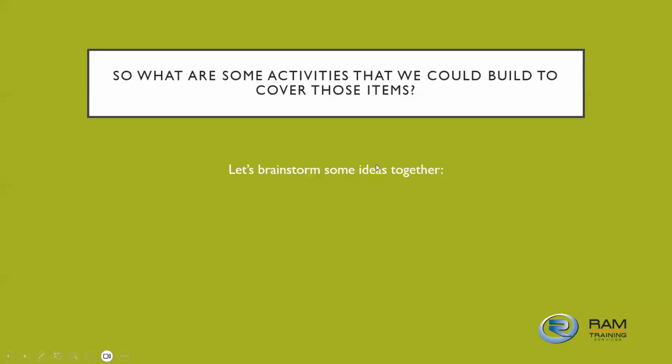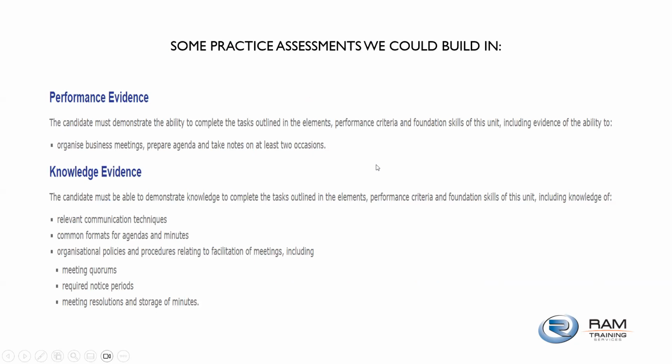So now, what are some other things that we can actually draw upon to build our session? Well, we can also look at the performance evidence and the knowledge evidence, because ultimately the performance evidence is what somebody is going to be assessed to be able to do. Here we can see that the candidate must demonstrate the ability to complete the task, outline the elements, performance criteria, and foundation skills. It's going to be the same for every single unit, folks. And including the evidence of the ability to organize business meetings, prepare an agenda, and take notes on at least 2 occasions. So one way to think about training is essentially you are preparing people so that when they come to their assessments, they will be able to do those things.